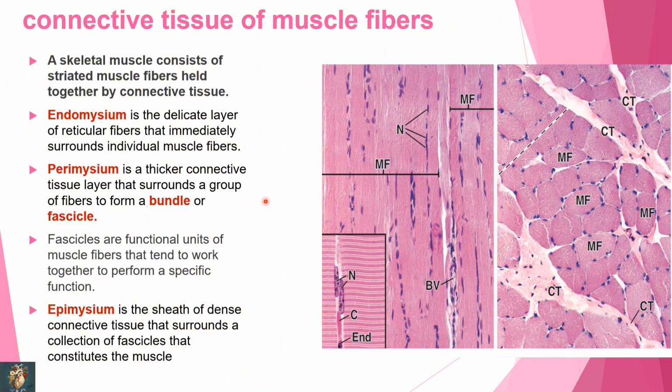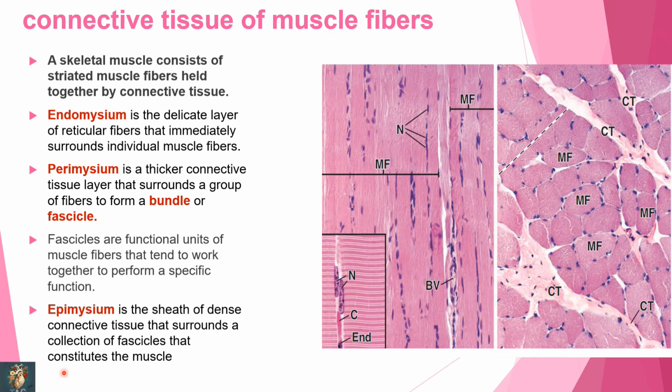Then these individual muscle fibers combine to form the muscle fascicles, and these fascicles are in turn covered by connective tissue, which is called the perimysium. These fascicles are the functional unit of the muscle fibers; they work together to perform specific functions. So what is the epimysium? That is the sheath of dense connective tissue that surrounds a collection of muscle fascicles that constitute the muscle. So the whole muscle is covered by epimysium.